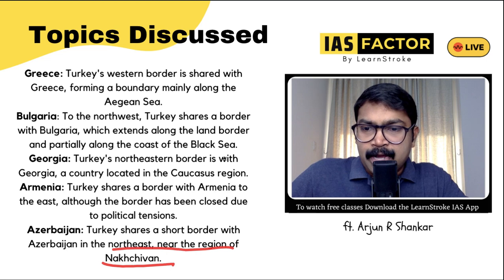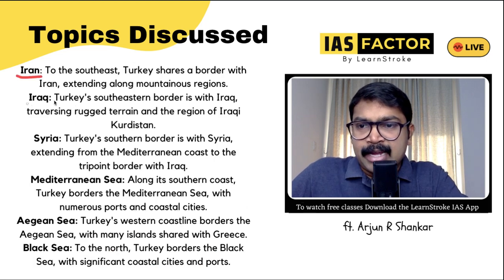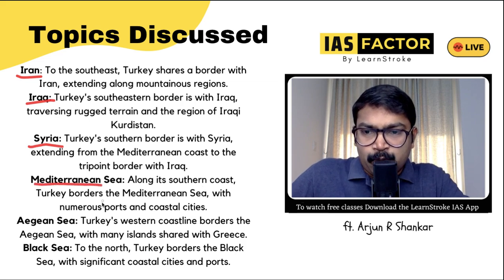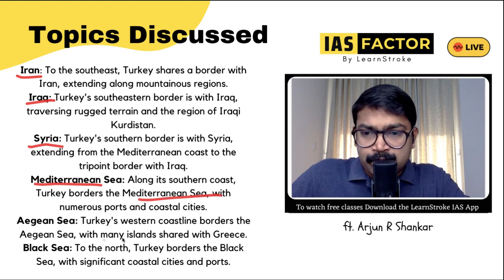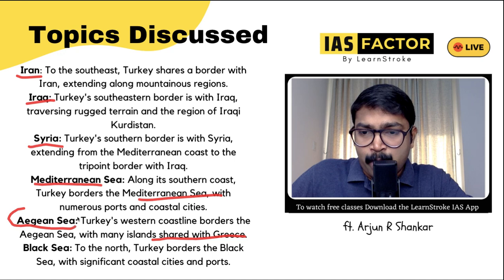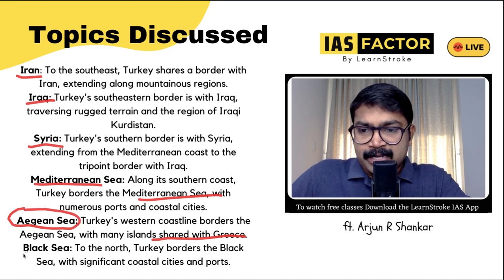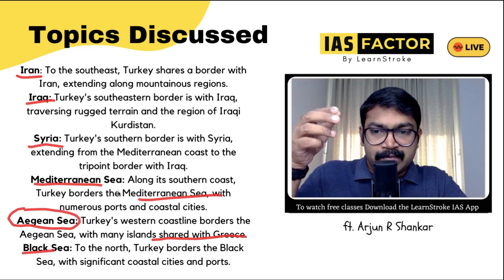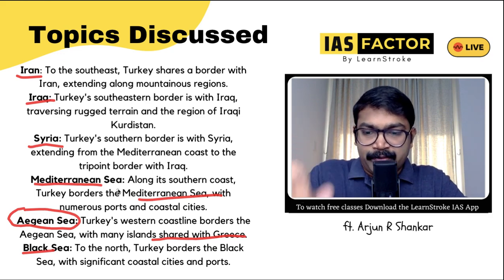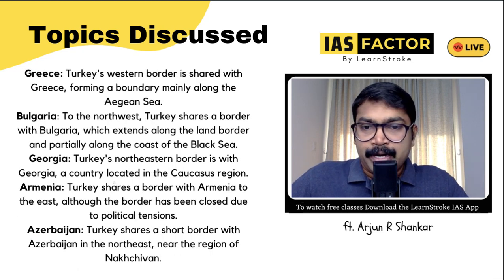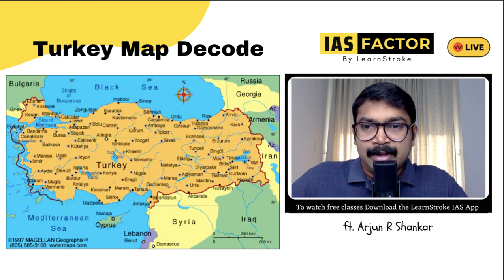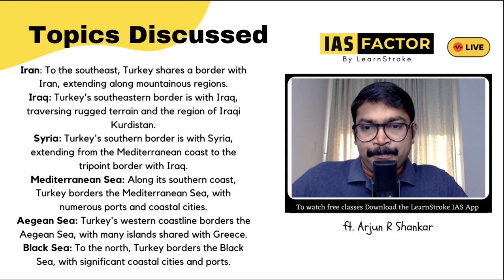And not only Armenia and Azerbaijan, look at this. Iran, Iraq, it's obvious. And definitely Syria and the Mediterranean Sea. Along its south coast, Turkey borders the Mediterranean Sea, with the Aegean Sea on Turkey's western coastline, with many shared islands with Greece. So the Aegean Sea is very, very important. And the Black Sea. One part of Turkey is the Black Sea with the Bosporus Strait, and the Aegean Sea connecting with Greece. So all these are part of Turkey's important borders. So know about Turkey, the Bosporus Strait, Aegean Sea, etc.